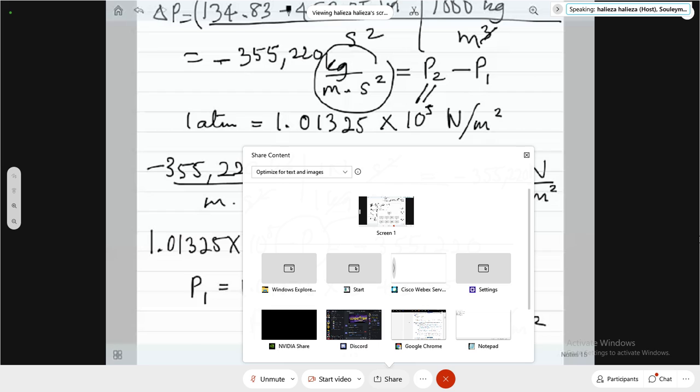3.55 times 10 to the power 5. Okay, so 3 plus 1, 4. Should be. Okay, guys, any questions? So that problem and the previous example I gave you guys is actually the same example.